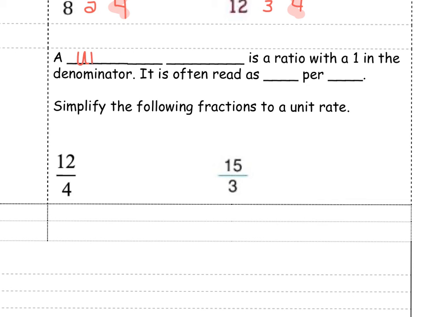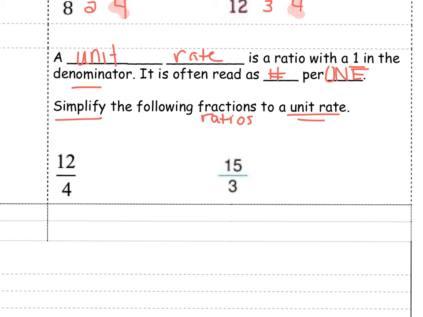So a unit rate, one more vocab before we finish. A unit rate is a ratio with 1 in the denominator, and it often reads as a number per 1. So to simplify, these are fractions, but really they are also ratios. So 12 of something to 4 of something. It could be 12 flowers to 4 ladybugs, to a unit rate.